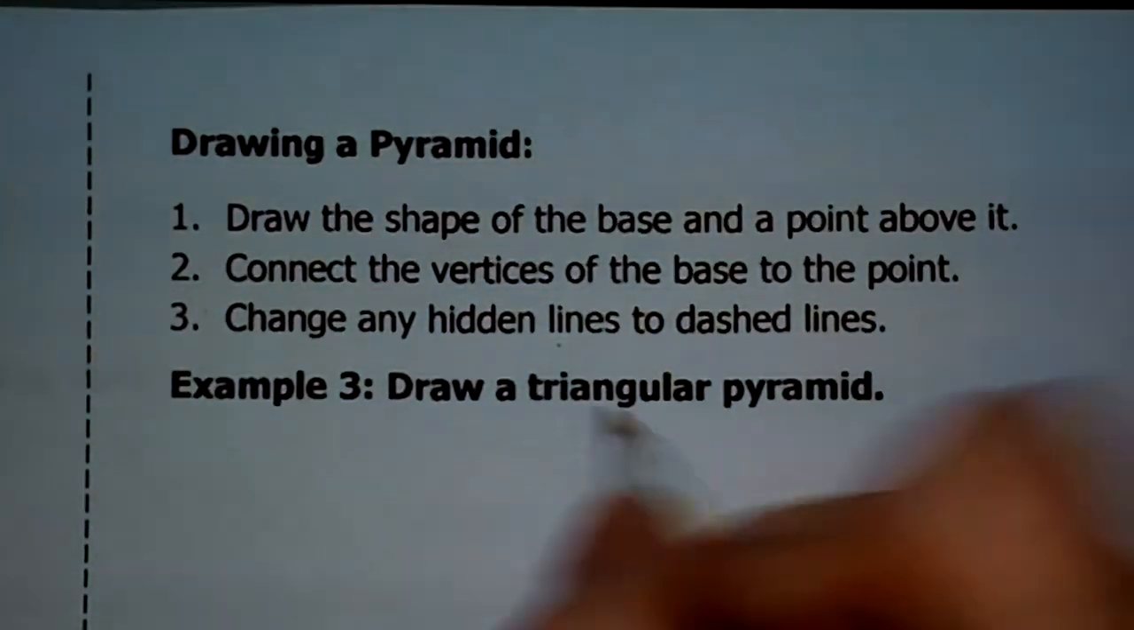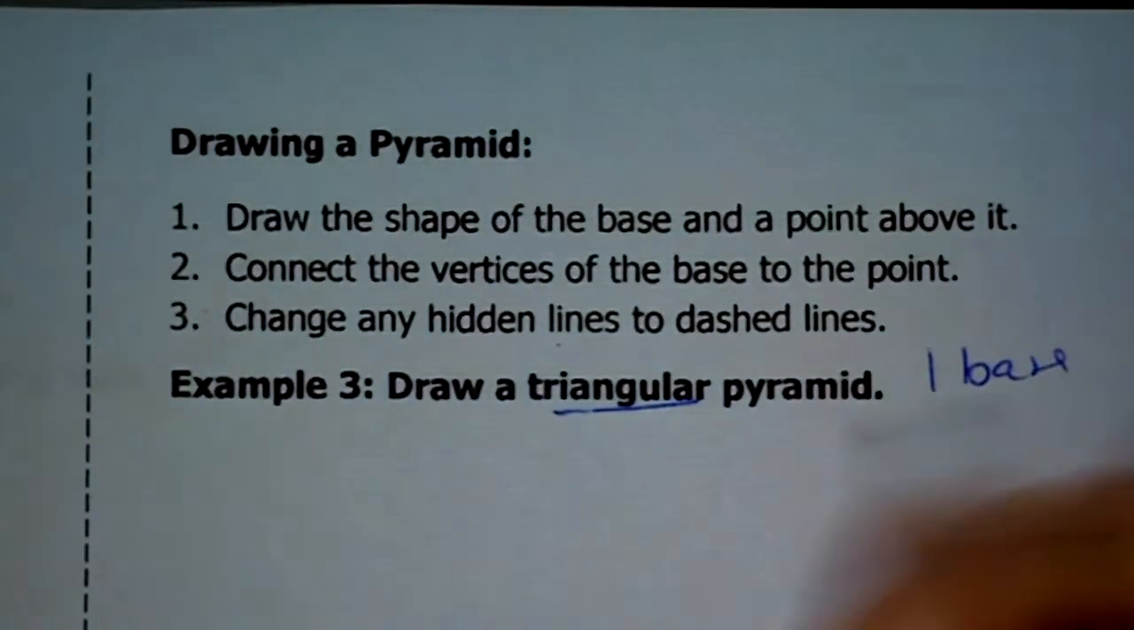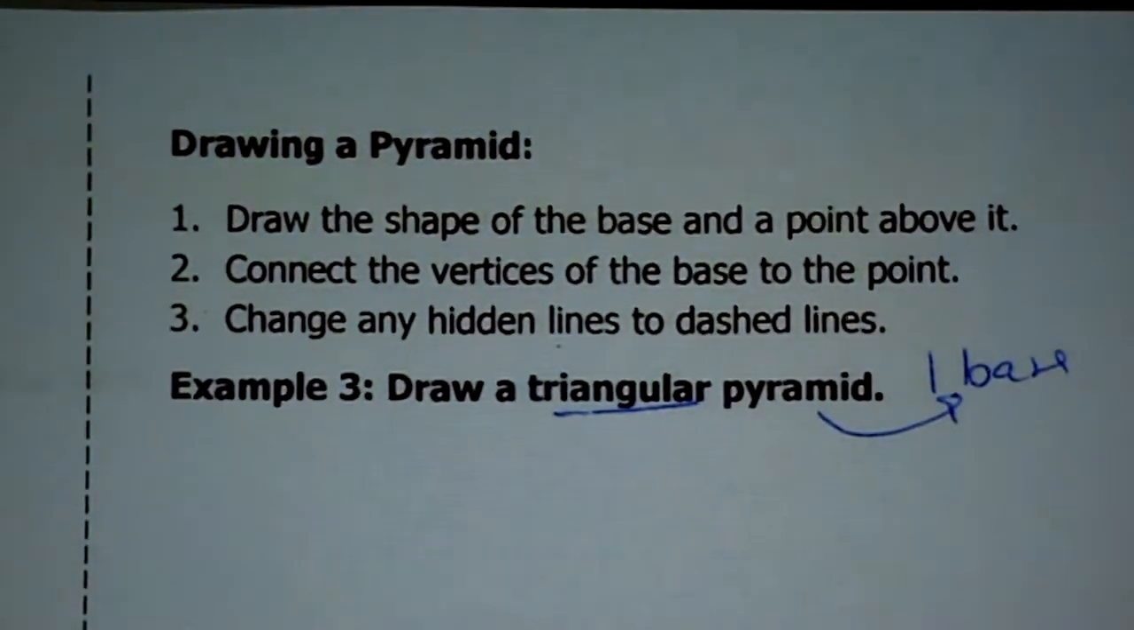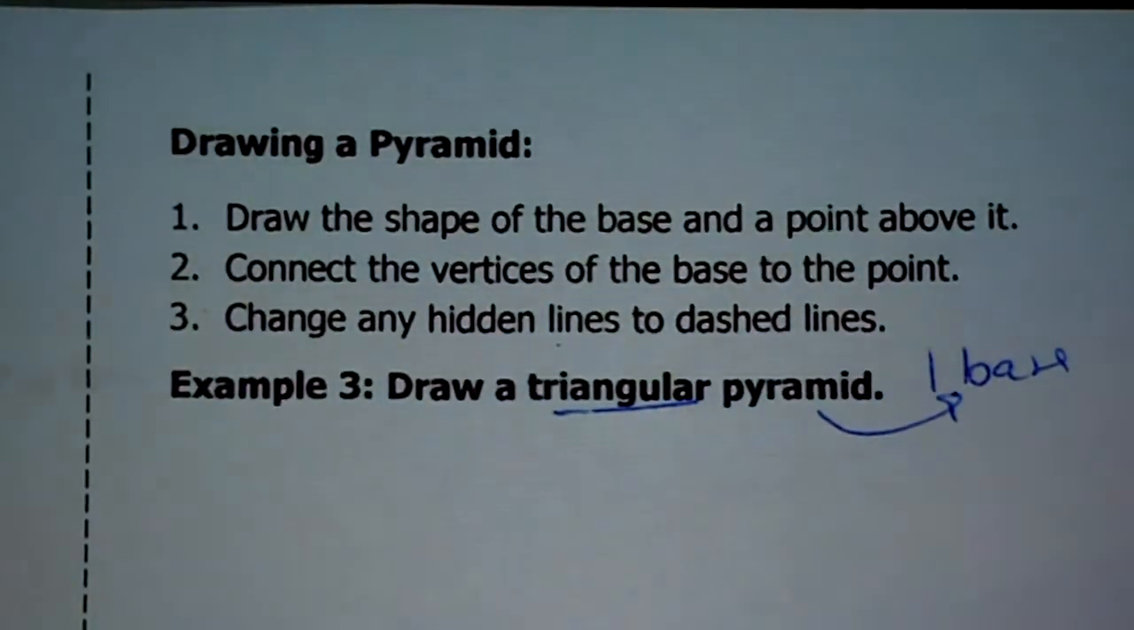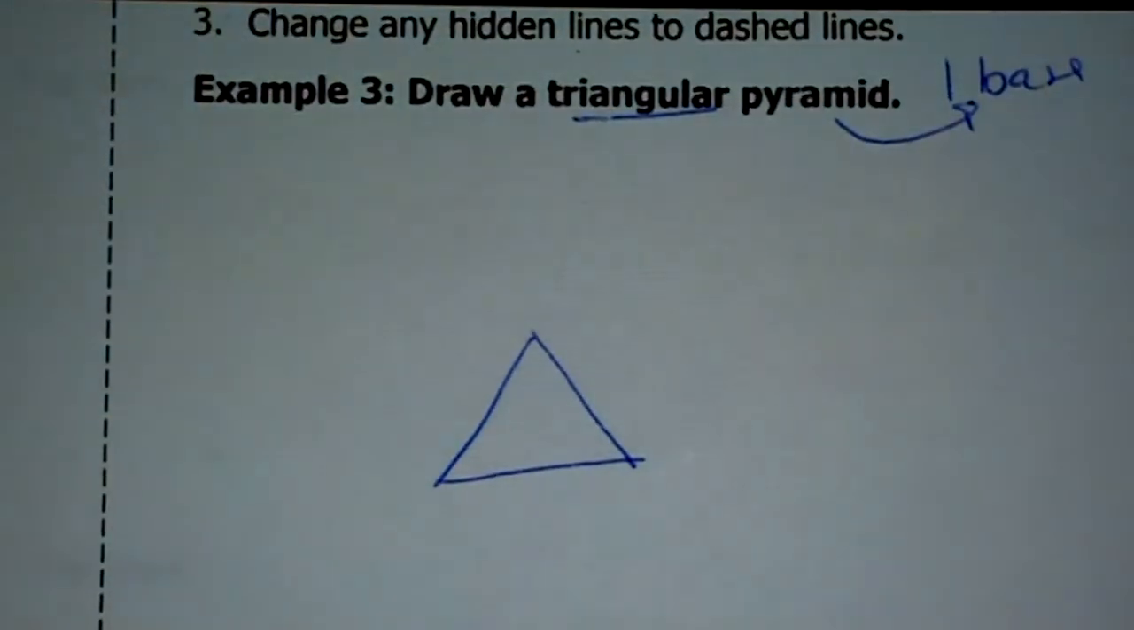So if I am drawing a triangular pyramid, that means I have one base because it's a pyramid, and that base is going to be a triangle. So draw a triangle. Voila. I know it could be better. I'm trying. Okay, there we go. Now you can see it. Yes, you agree. I'm sure it could be better. So we drew our triangle.